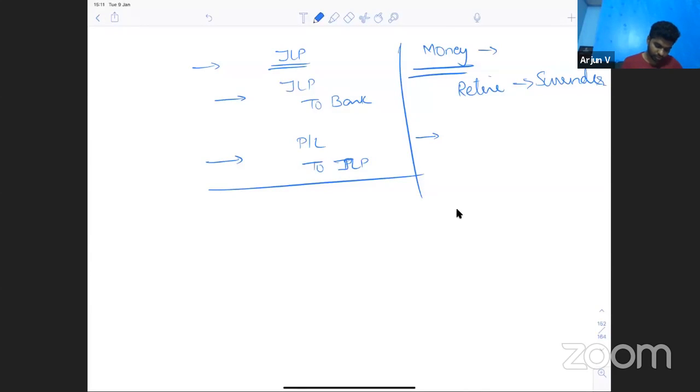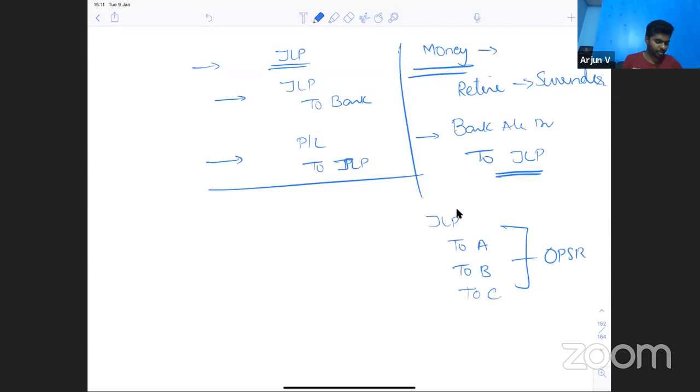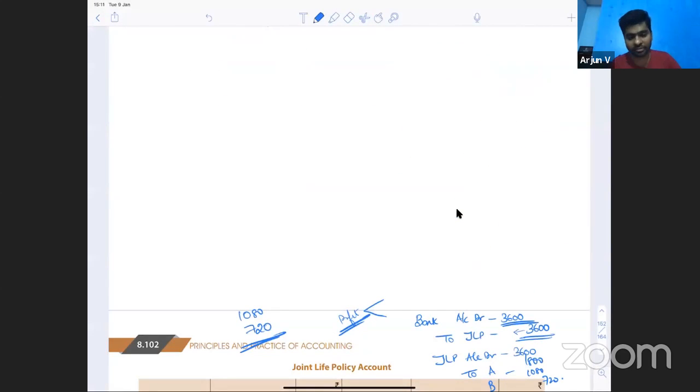First, for receiving the money, that will be bank account debit to JLP account. Then whatever money you have received, you will be transferring it to the partners' accounts, to A, to B, to C in the old profit sharing ratio. In a lot of books, they have just eliminated this and directly done bank to A, B and C. That's also right. Did you all understand how JLP is treated as an expense? Now everyone understand the second value.